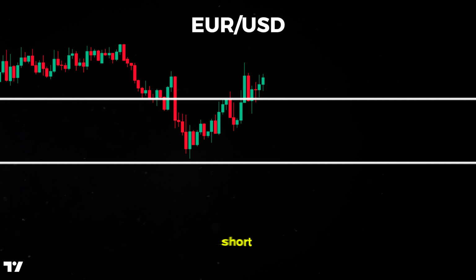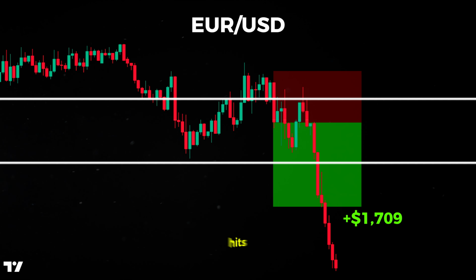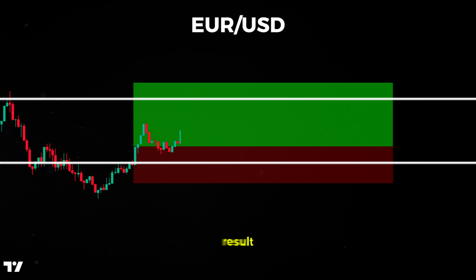Price gives a 3rd short setup on the same day. Stop at the highs, 2R target, hits it. Then a 4th one, same result, 2R. 4 setups in 1 day on Forex. 1 loss, 3 wins. That's 6R profit in a single session.